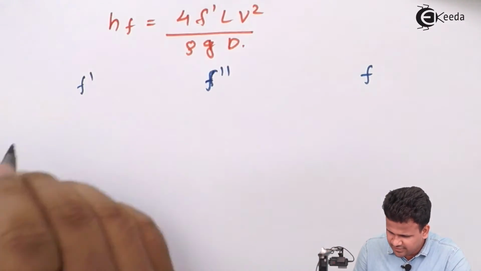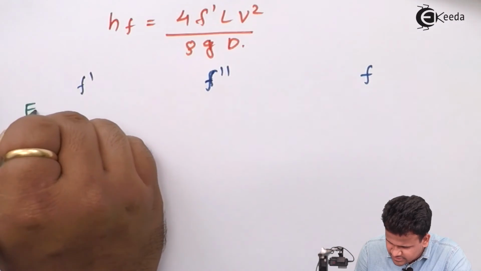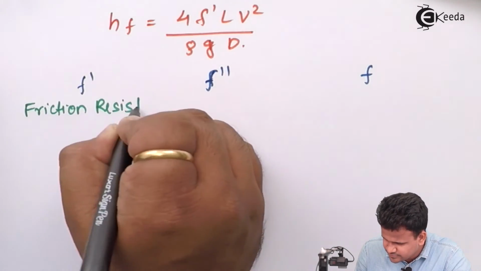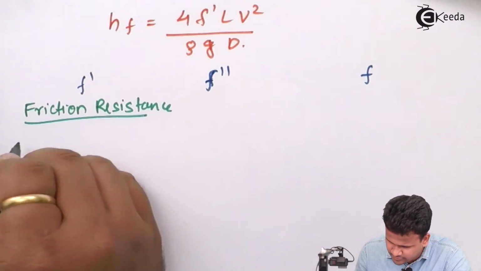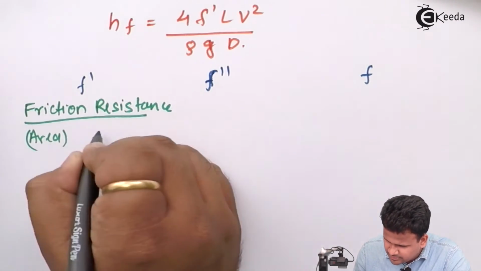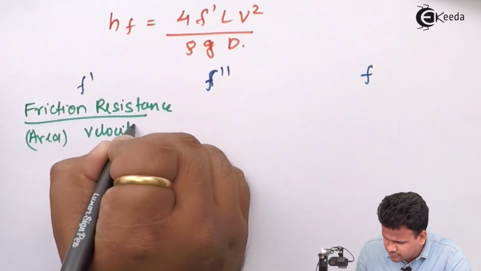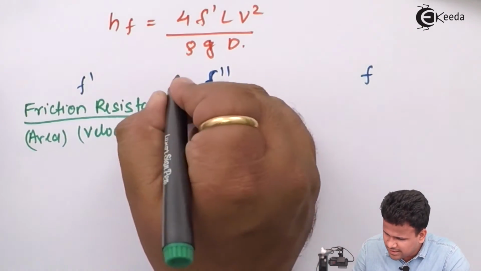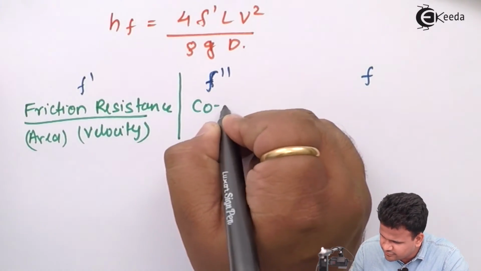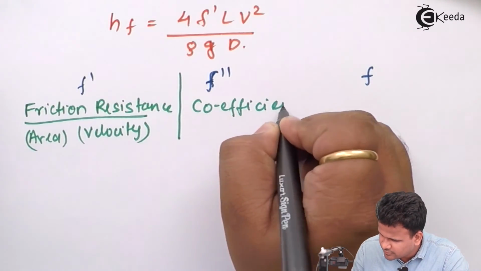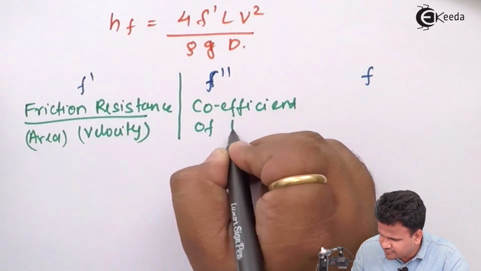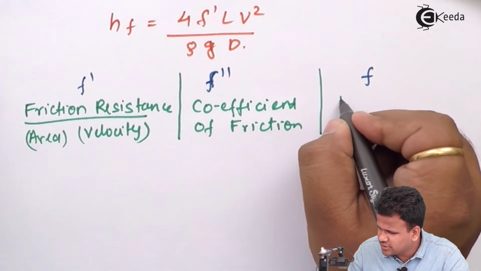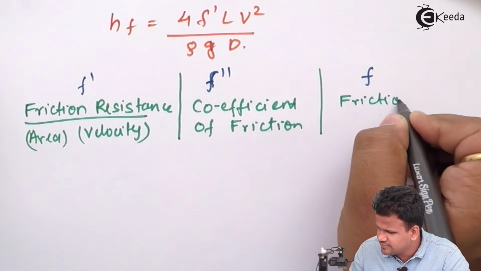Now what is F dash? This is the frictional resistance per unit area per unit velocity. Next is F double dash. This is called the coefficient of friction. And the third part is called the friction factor.